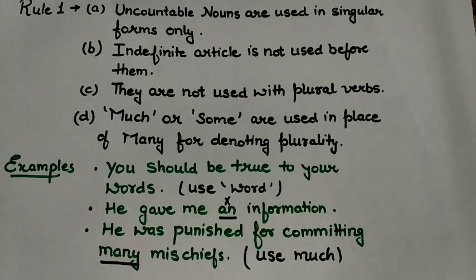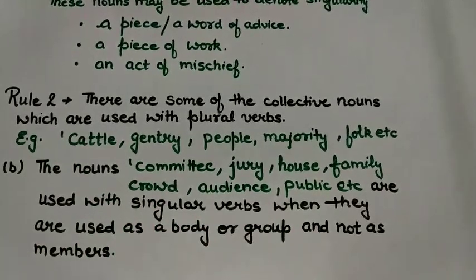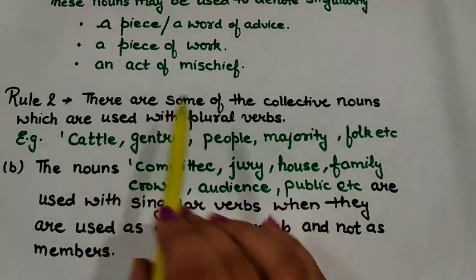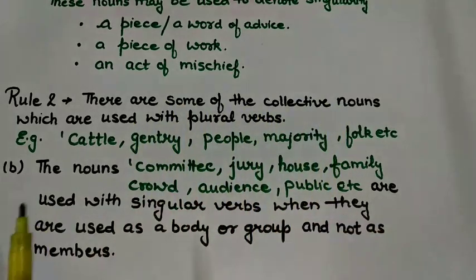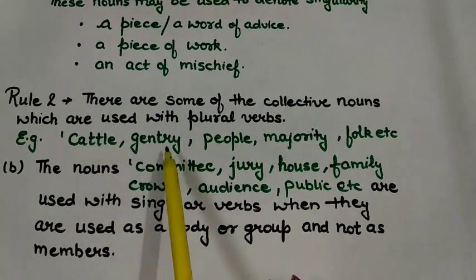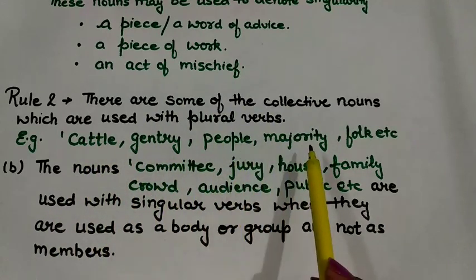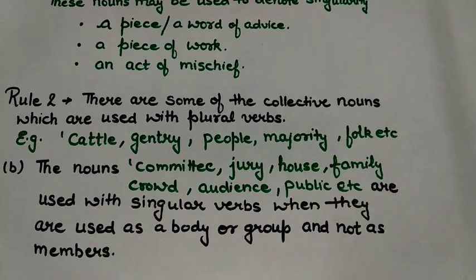Coming to the next rule, that is rule number 2. There are some collective nouns which are used with plural verbs, like cattle, gentry, people, majority, folk, etc. The nouns like committee, jury, house, family, crowd, audience, public, etc. are used with singular verbs when they are used as a body or group but not as individual members.